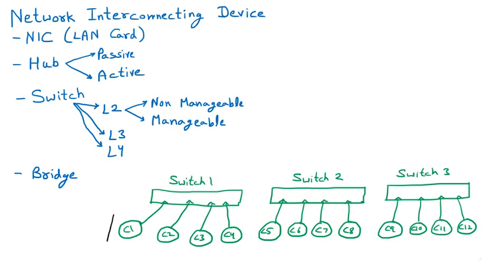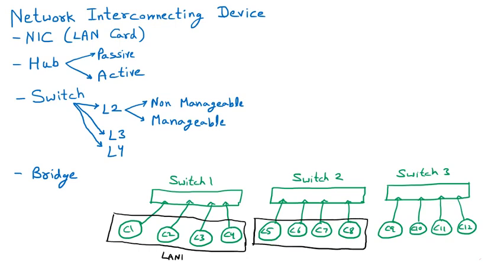Every switch is creating the LAN. If the switches are independent, they are not interconnected. So they are different LANs. So this is the LAN 1. And the next one we are having is the LAN 2. So this area is the LAN 2. And then further, this area we are having is the LAN 3. These are the separate local area networks.